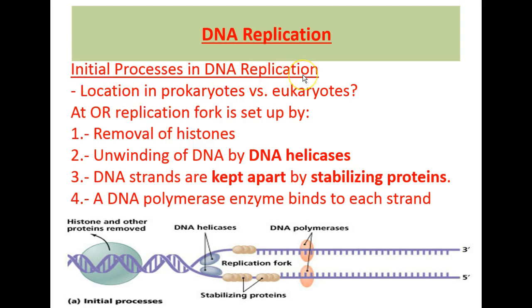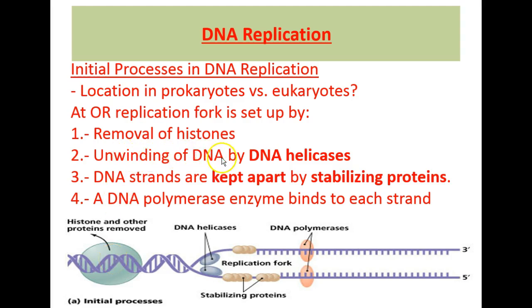The initial process of DNA replication occurs wherever DNA is located in prokaryotes and eukaryotes. It begins at the origin of replication, which is one in the case of prokaryotes and many origins in the case of eukaryotes. From the origin of replication, a replication fork is set up with all the enzymes needed for replication. First, histones have to be removed and the DNA has to be unwound, so the histone proteins will be removed.